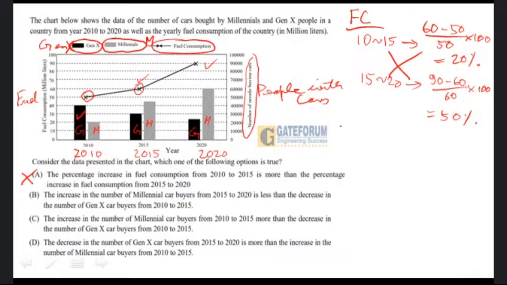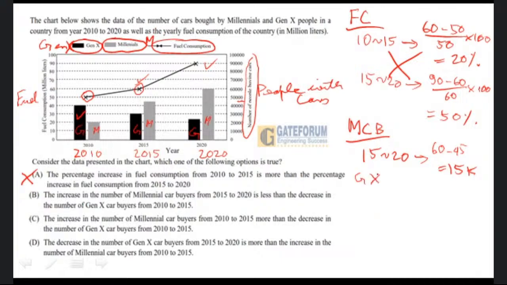Let us look at B. The increase in the number of millennial car buyers from 2015 to 2020. Millennial is this gray one. In 2015 it is 45, and in 2020 it is 60. Here only the numbers have been asked, not percentages, so the numbers are more than enough. That would be 15K, because these are all in thousands. We said that there are 3 zeros, remember? So that's 15K.